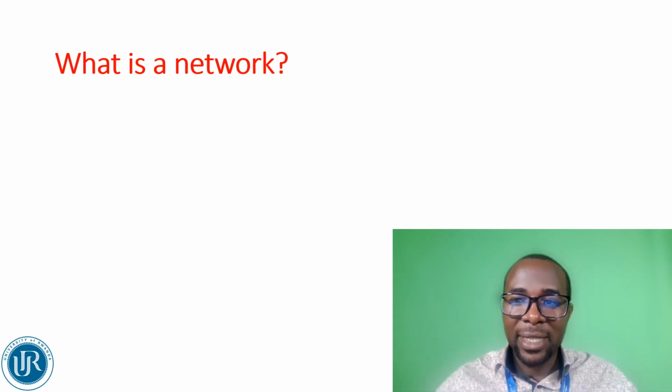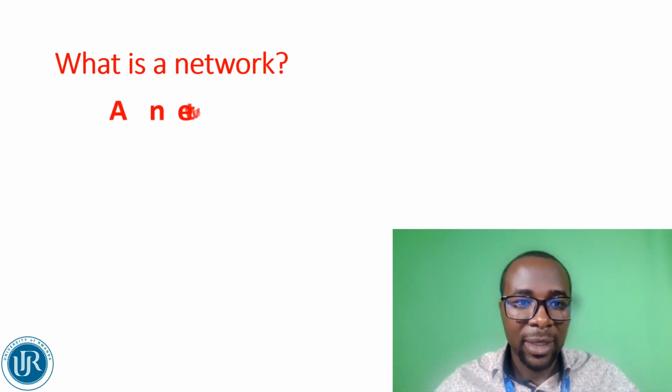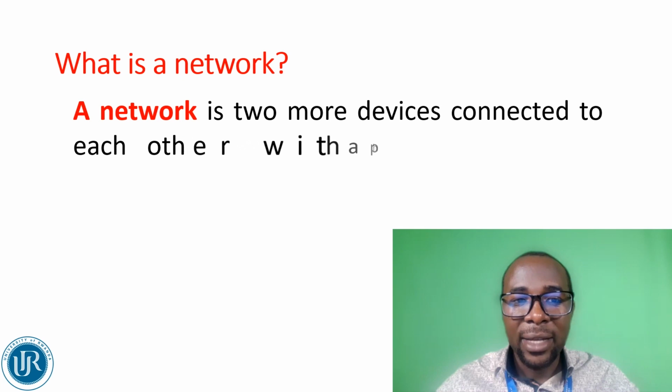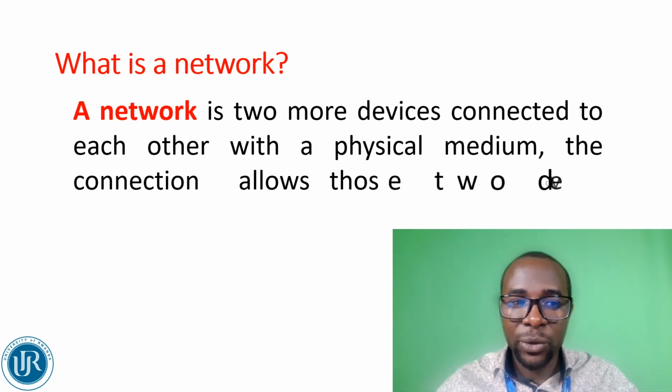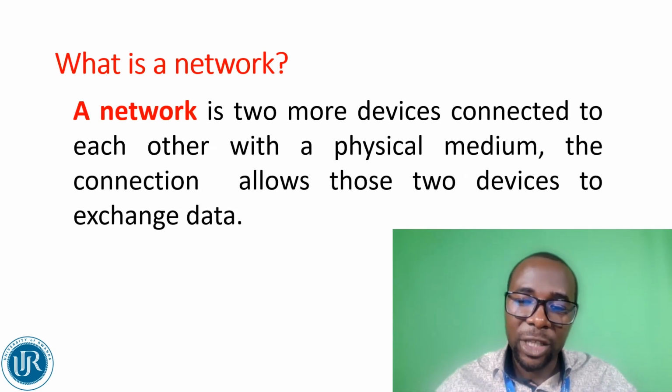Now, as we have seen in the last session, a network is when you have more than one device connected to each other with physical media that allows them to share information. The definition is here. It is when you have more devices going together so that they can share information. These devices can be connected physically or through wireless.